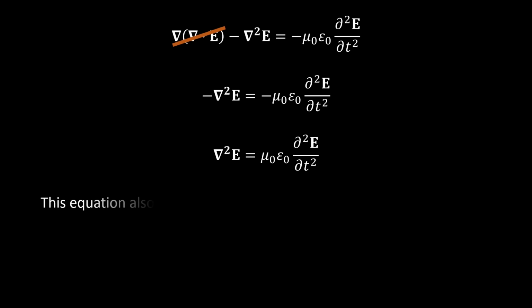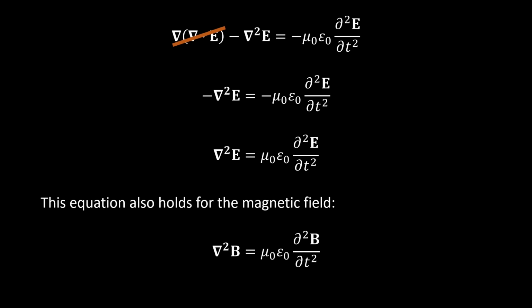And it just so happens that we can replace E with B, and the same equation then holds true for the magnetic field. So the Laplacian, in other words, the sum of second derivatives with respect to spatial coordinates of the magnetic field, is proportional to its acceleration.